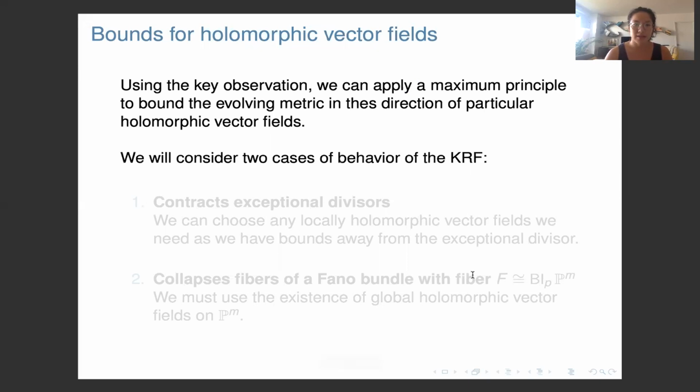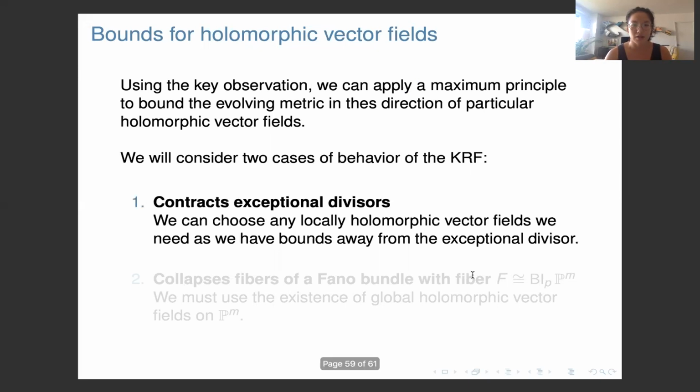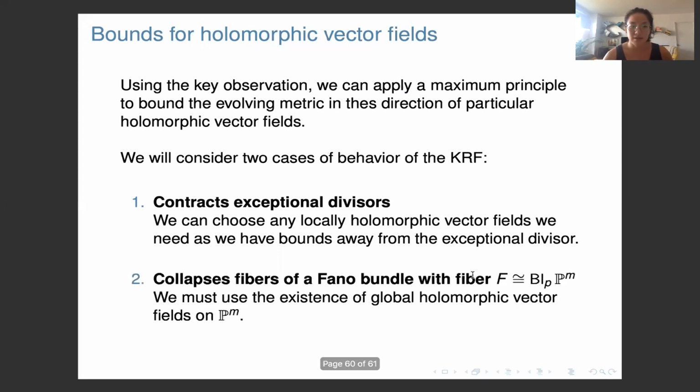In the two cases that I mentioned that we'll consider, the first is where the flow contracts exceptional divisors. There we can choose any local holomorphic vector fields we need, as long as we have bounds away from the exceptional divisor. So in the first case, we're going to apply the observation to local holomorphic vector fields to obtain local bounds, because in this setting, we're already going to have uniform bounds away from the exceptional divisor.